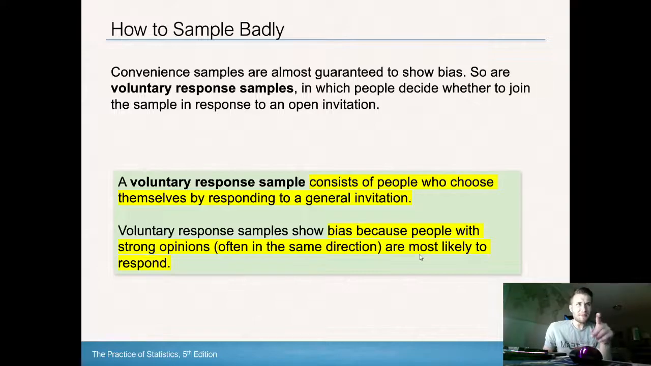So there's a TV show called Dancing with the Stars, and that's the first thing that comes to mind here. Any of those shows where you have people calling in and casting votes, that would be a voluntary response. They feel very strongly that they want their contestant to win. Okay, it's a popularity contest, right? That's really what it is. They have a strong opinion.